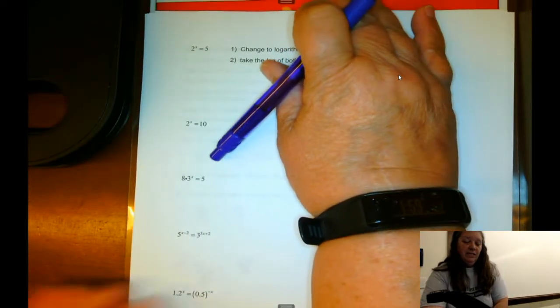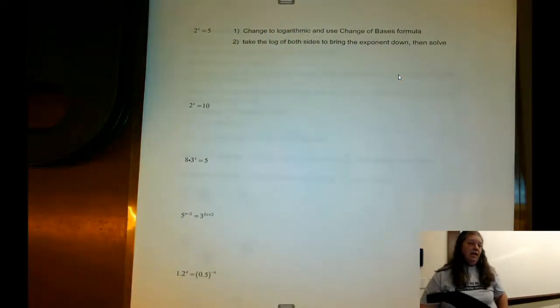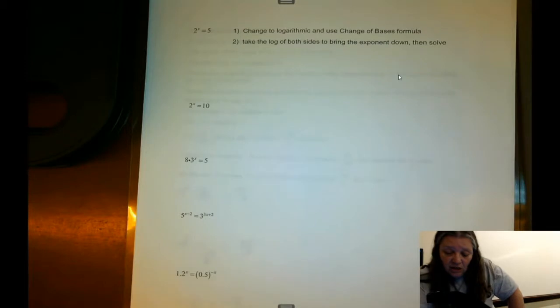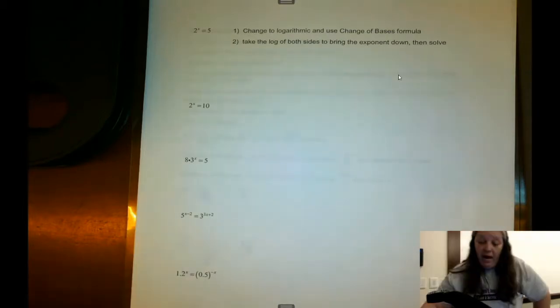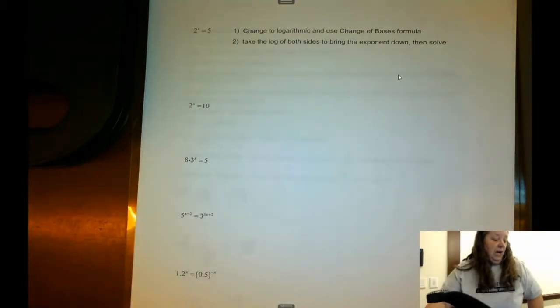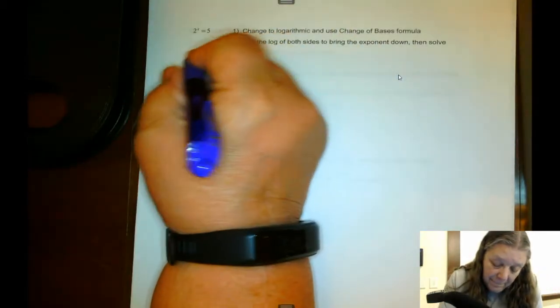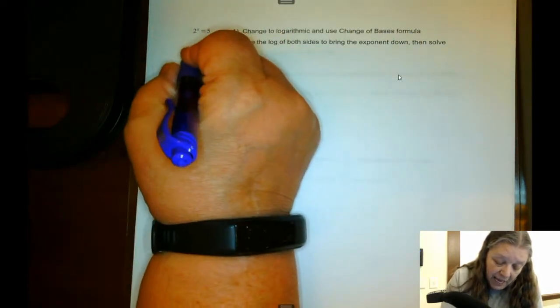If we have a single term with the exponent of x equal a single number, you rewrite it as a logarithm and use the change of base formula. Or you can take the log of both sides, which basically ends up the same way. We're actually going to do some one way and some the other way. So change to a logarithm and use change of base.